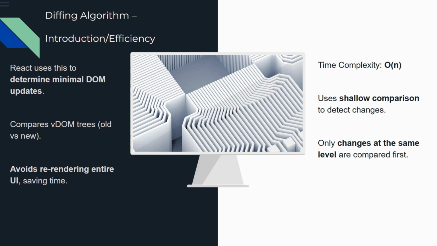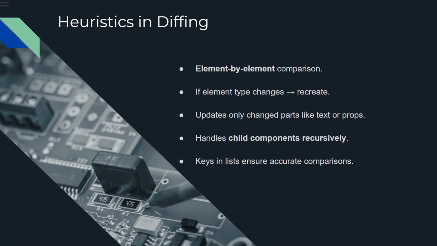Uses shallow comparison to detect the changes. Only changes at the same level are compared first. So it means whatever we compared first, it will make the changes to that. Now, what is heuristic in diffing?